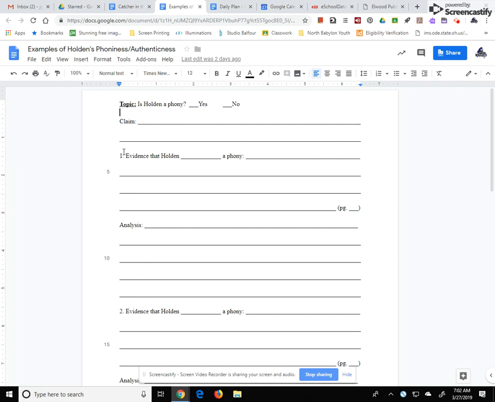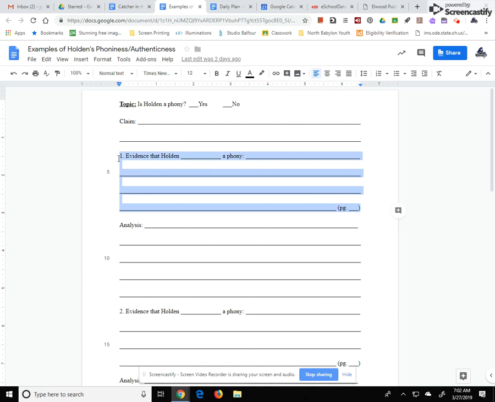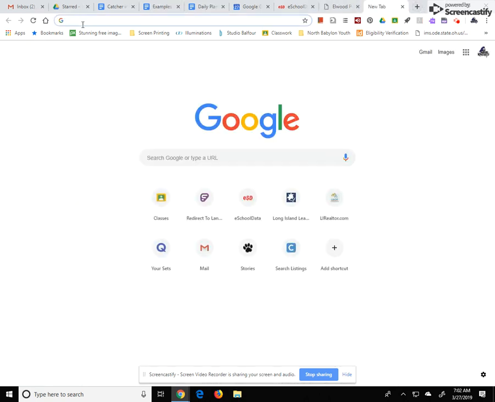In this first part, number one, evidence that Holden is or is not, you will fill in whichever you think. If Holden is a phony, you're going to write is on this line right here. If Holden is not a phony, you will write is not a phony on this line right here. And then you will provide evidence from the text of Holden being or not being a phony. This space here is for the evidence, and I would like you to cite the page number. You may use resources online. There are many resources out there.